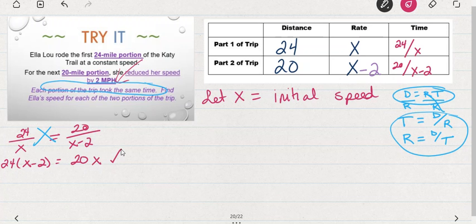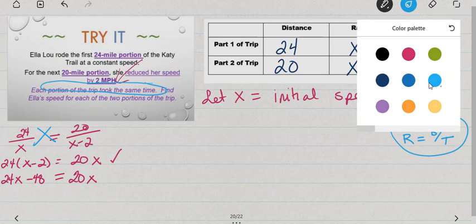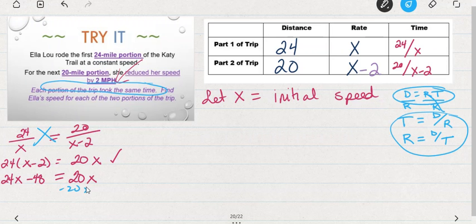Next, I'm going to distribute the 24 because I have a linear equation to solve. So 24 times x minus 24 times 2. I could use a calculator, but it's just as easy to multiply 24 times 2 without that calculator. Equals 20x. To solve this linear equation, I'm going to move all the x's to one side. So I'm going to subtract 20, or rather, I should say subtract 20x from both sides.